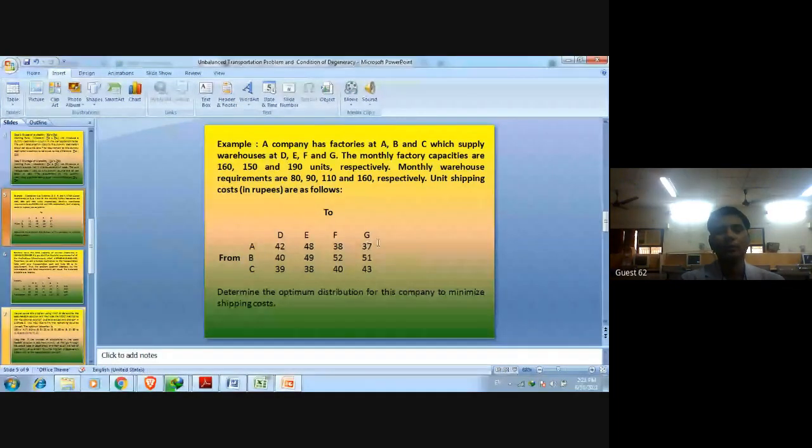From B to D, B to E, B to F, B to G, these are the per unit transportation costs. And similarly, from C to D, C to E, C to F, C to G, the per unit transportation costs are these. Now we have to find the optimum distribution for this company to minimize shipping costs. Today, we will see only how we will solve this unbalanced transportation problem, and how we will know whether this problem is unbalanced or not.